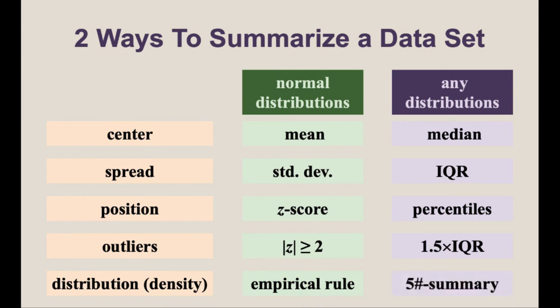And lastly, to talk about shape and density of the data distribution, we will use something called the 5-number summary and its graphical counterpart, the box plot. The advantage for this new set of techniques is that it does not require the data set or the distribution to be normal or bell-shaped. In the next video, we will explore these new approaches further, starting with the median and the percentiles.